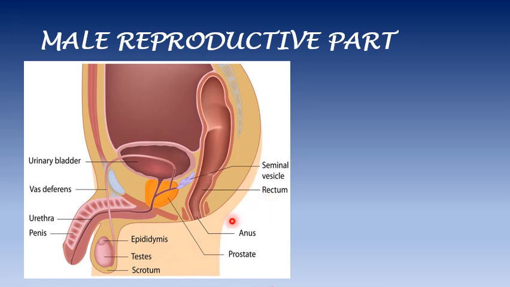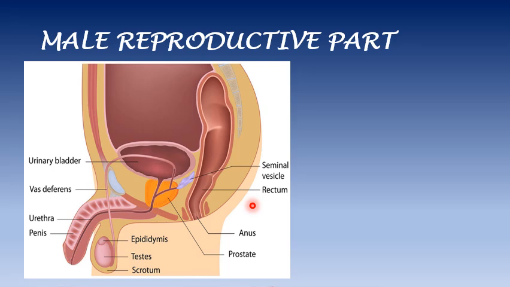Okay, the next part is the penis. The penis is a cylindrical tube-like structure which serves as both a reproductive organ and an excretory organ. They pass urine through this only. It delivers sperm into the vagina during sexual intercourse. When they undergo sexual intercourse, at that time the sperm is released into the vagina. So these are the major functions of different organs of the male reproductive system.